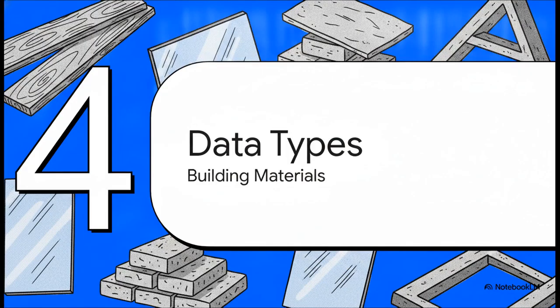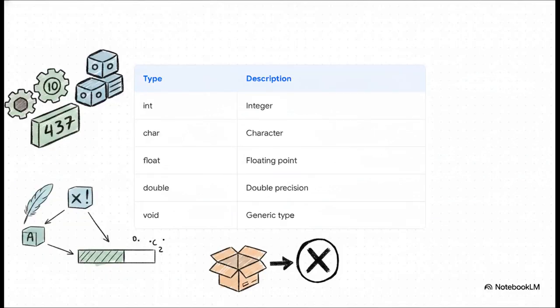Moving right along to Phase 4, data types. So we know the rules, but what are we actually building with? Think of data types as the raw physical materials, like the wood, the glass, the bricks, the steel, that are actually going to make up our functional code. And this brilliantly illustrates exactly what we have to work with.